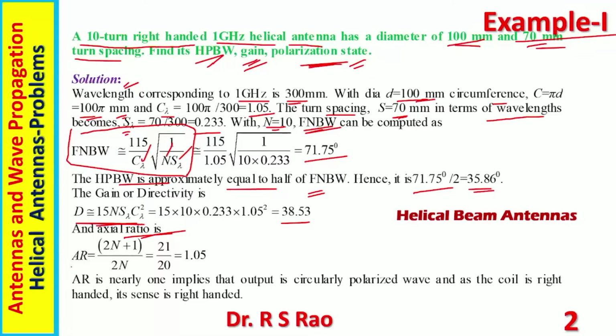So AR is (2N plus 1) over 2N. It is 1.05, nearly equal to 1. It implies the antenna is circularly polarized. When it comes to sense, as the coil is right-handed, polarization is also right-handed. Sense of polarization is also right-handed. Sense depends upon the handedness of the coil.